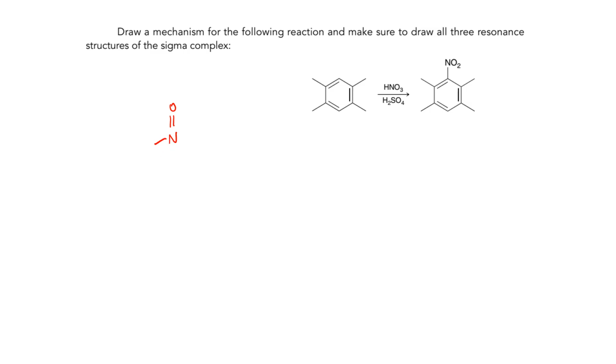I'm just going to draw the Lewis structure for HNO3. Okay, that's HNO3. And hopefully you guys can draw the Lewis structure for H2SO4. It's not that bad. There it is. I'm not including the lone pairs here. We don't have to. Really, the only lone pairs that are important are these. All right, so that's the first step.